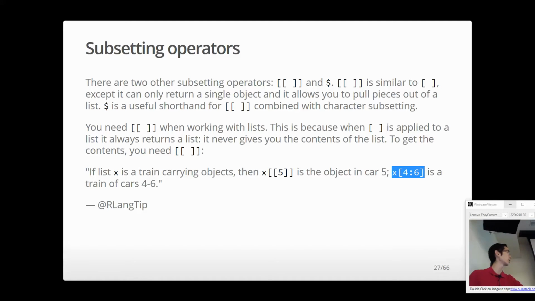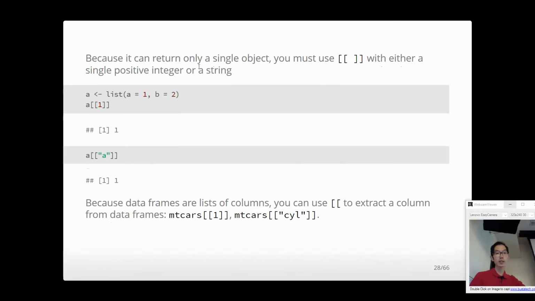So what you're getting back is a list with the cars 4 through 6, whereas if you use double bracket, it will give you the object that's inside the car. The thing about the double bracket is that it can only return a single object. You cannot put something like 4:6 in here. You can't ask for more than one object using double bracket. You can only put in one thing.